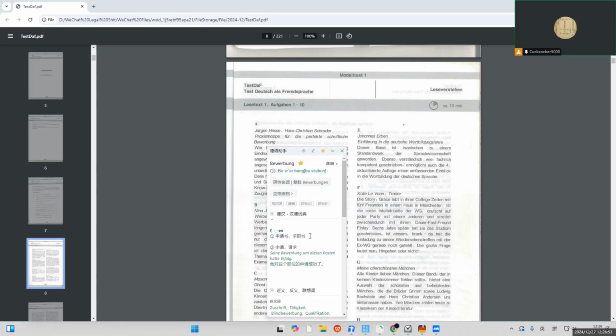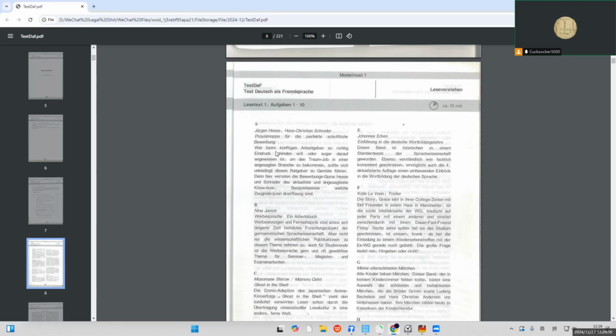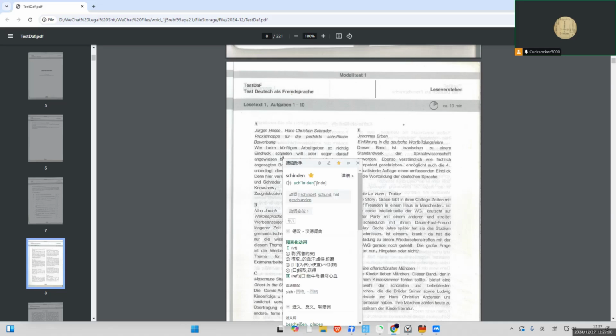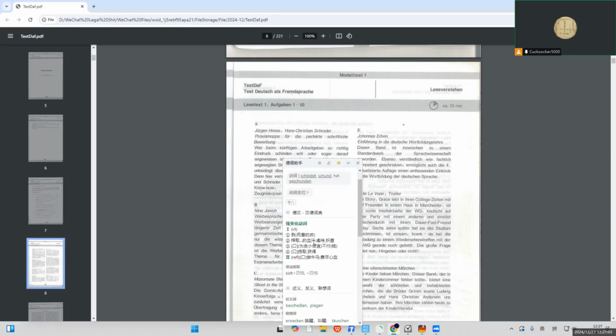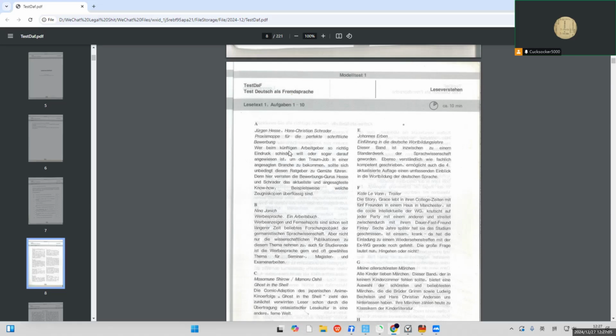Okay. So this is feminine. Wer beim künftigen Arbeitgeber so richtig Eindruck schinden will? Alright, this is schinden. Wer bei künftigen Arbeitgeber? Künftigen. Alright, the future. So richtig Eindruck schinden will oder sogar darauf angewiesen ist, den Traumjob in einer angesagten Branche zu bekommen, sollte sich unbedingt diesen Ratgeber zu Gemüte führen.